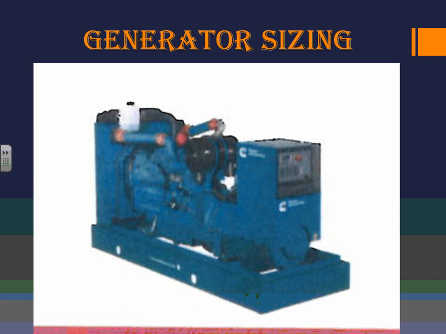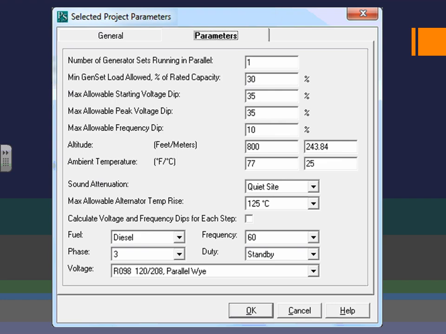Good morning, everybody. My name is Jamie Paltz. I'm going to be doing generator sizing, cut sheets, ATS, and Minnesota Energy Code. We use Cummins PowerSuite for our generator sizing software. As you see, the upper part is all default settings when we put in our parameters. Our main concern is the lower part: our fuel type, which shows diesel, frequency at 60 hertz, duty standby, three phase, and our voltage, 120/208 wye configuration.